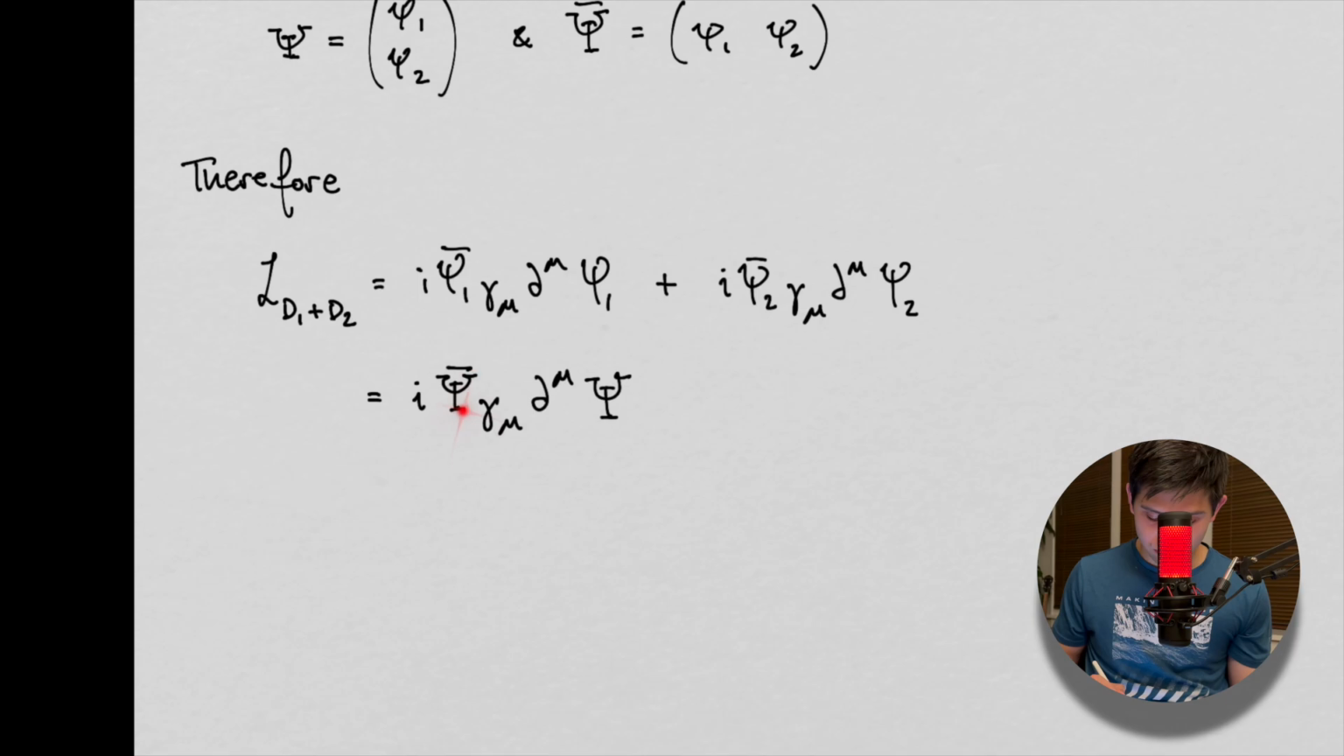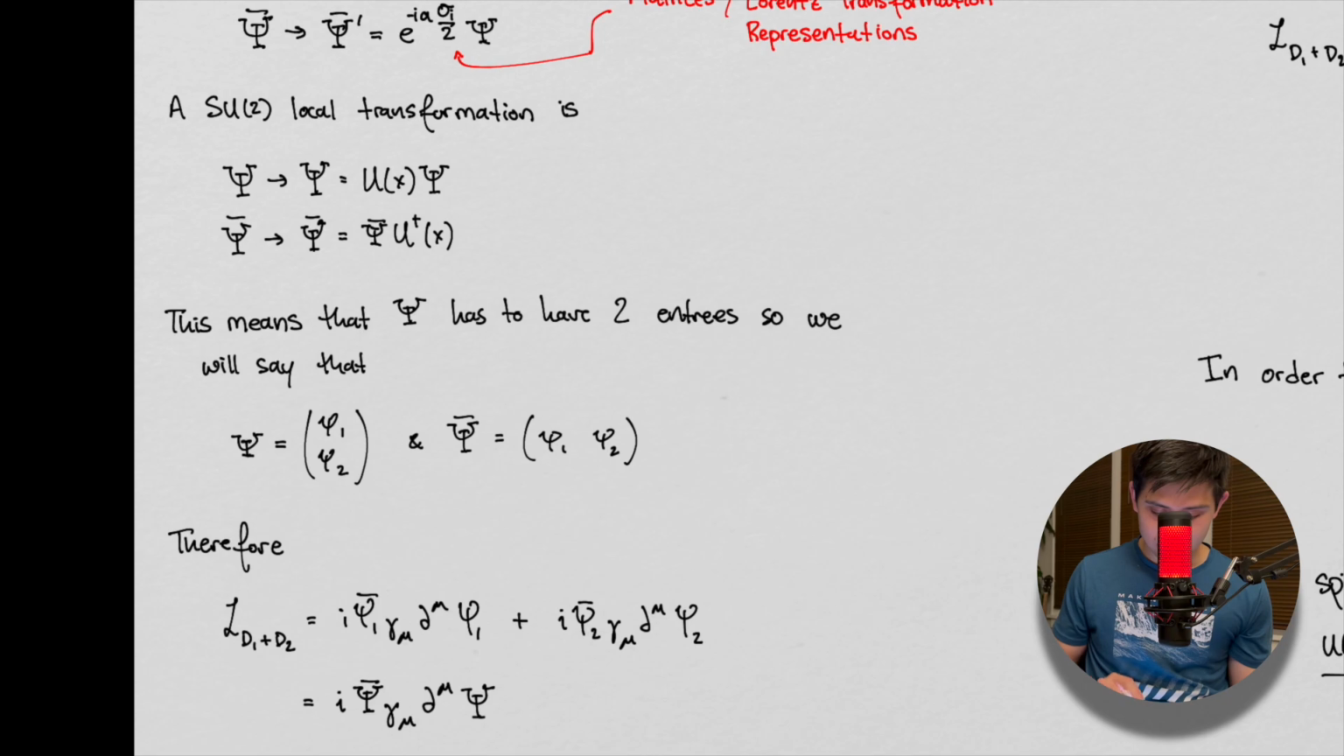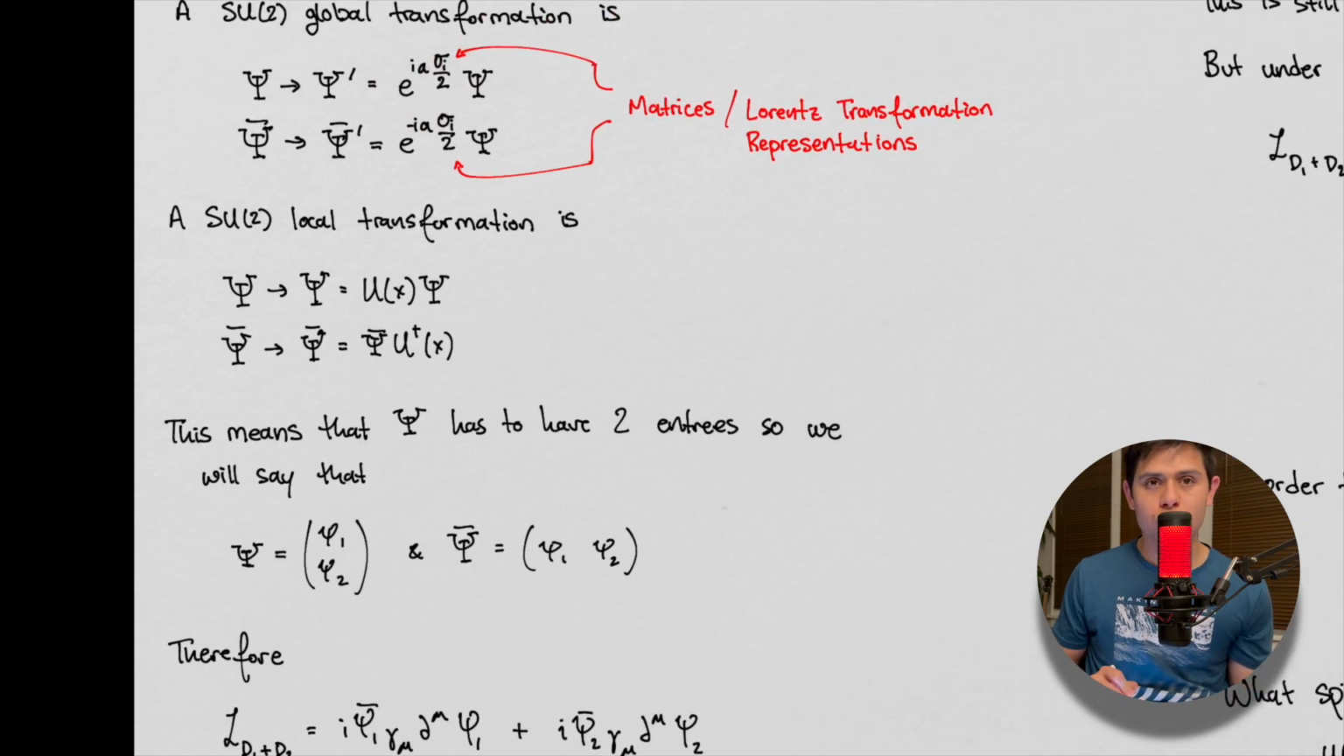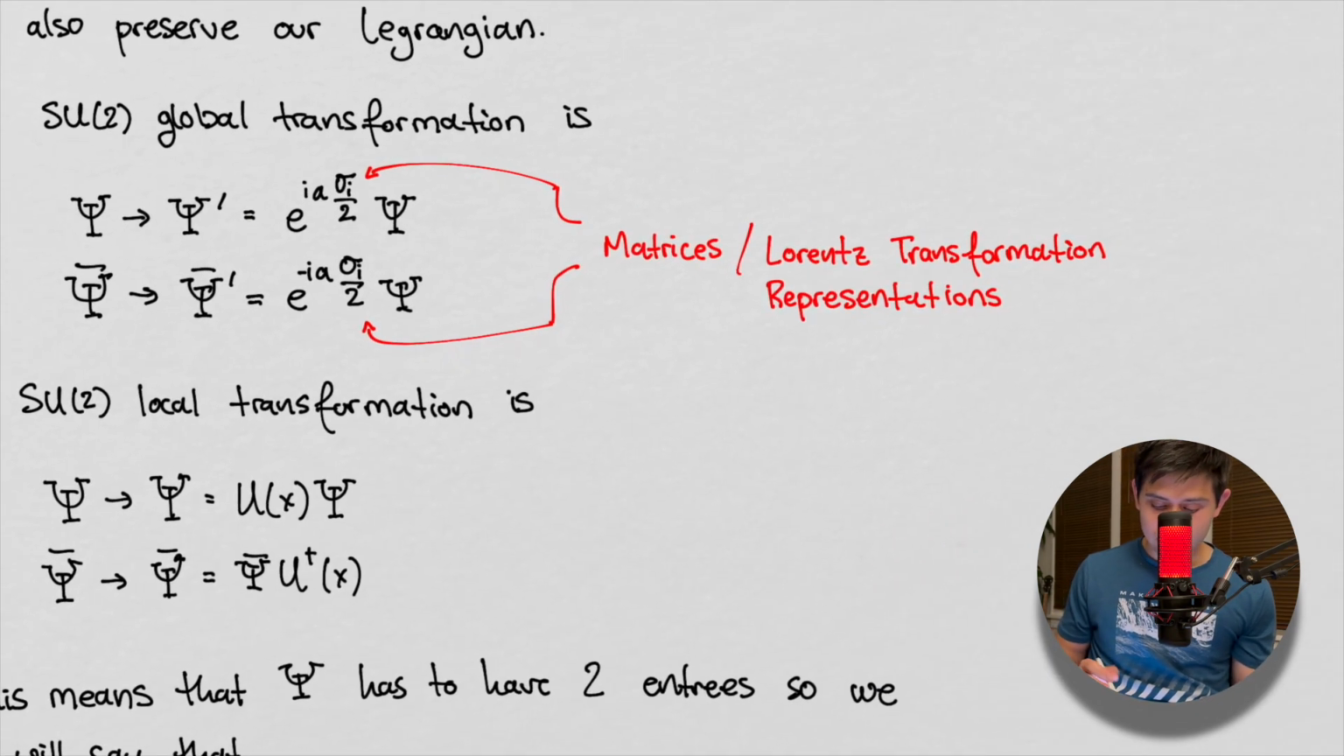And then here we have two entries. So we need two entries. These guys have two entries, again, because these guys are SU2 transformations, SU2 being 2 by 2 matrices. I'll write this out just to make sure things are clear.